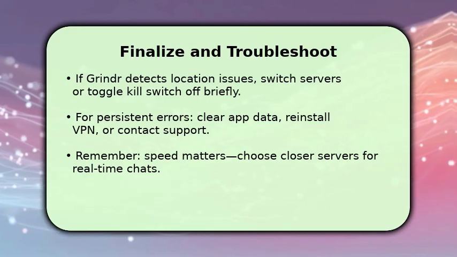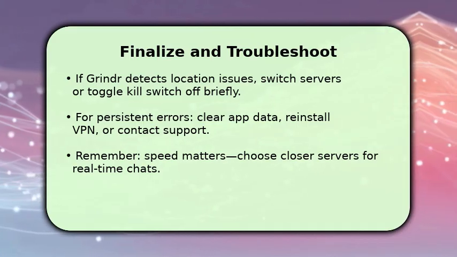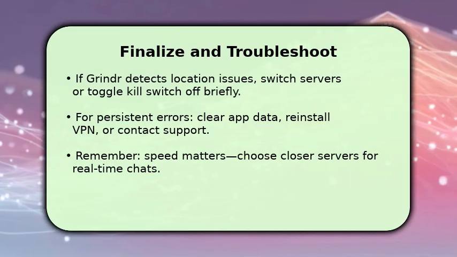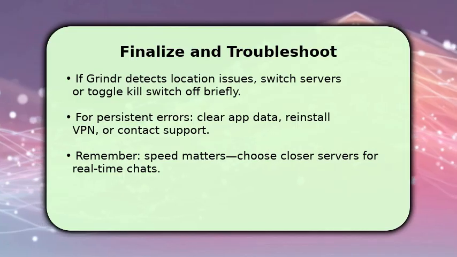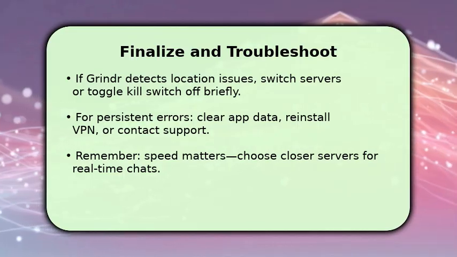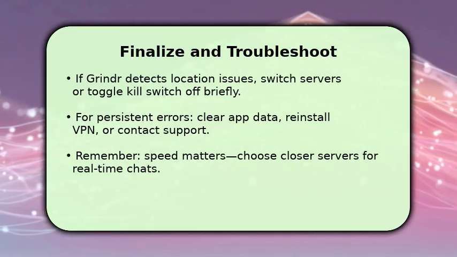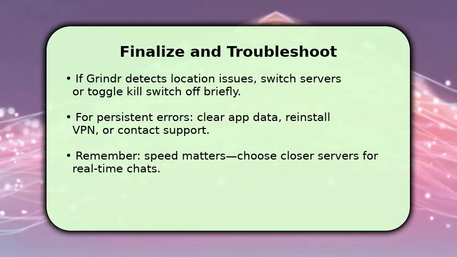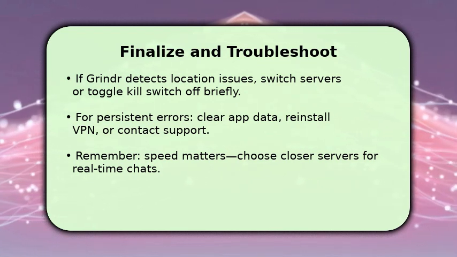If Grindr detects a mismatch or blocks access, try switching servers or momentarily disabling the kill switch to re-authenticate, then re-enable it. For stubborn problems, clear Grindr app data or reinstall both apps, and if needed, contact VPN support with screenshots. One key troubleshooting tip: always run an IP leak test after fixes. If leaks persist, stop use until resolved to protect privacy and safety.